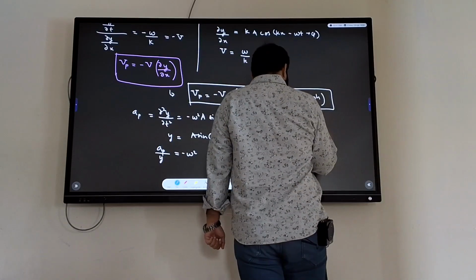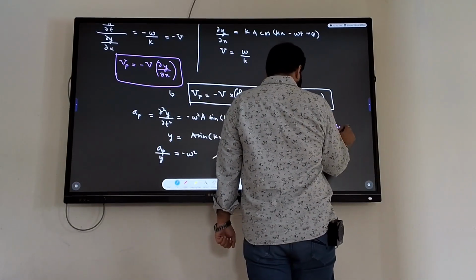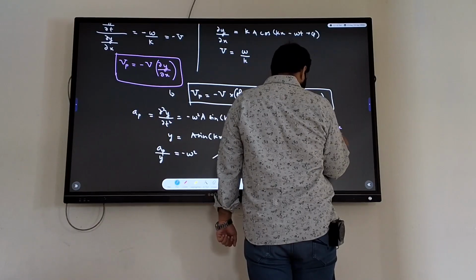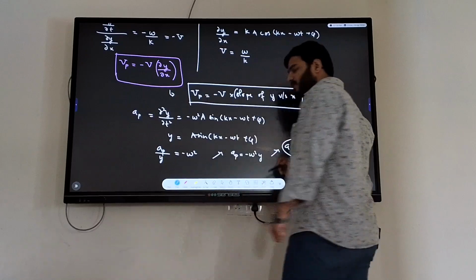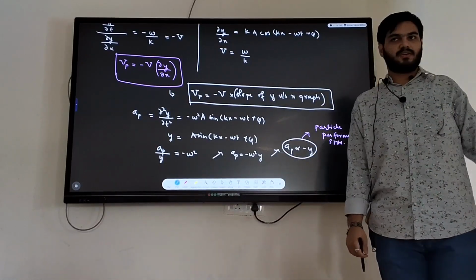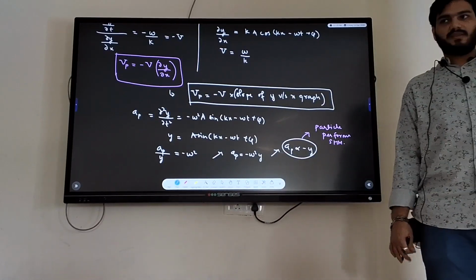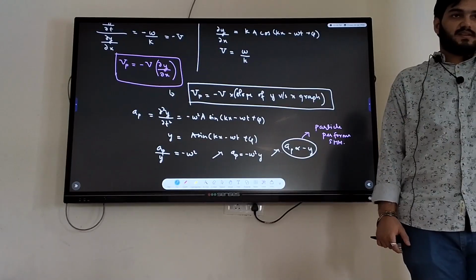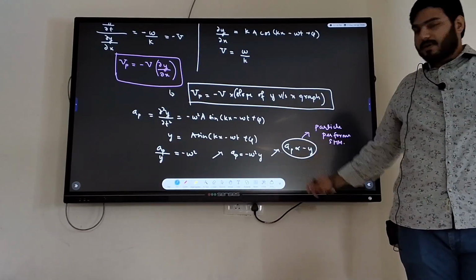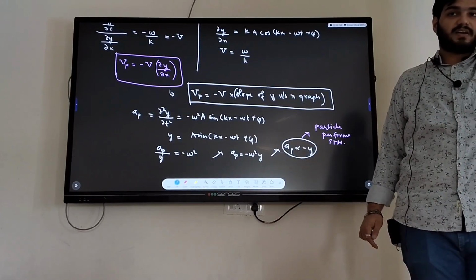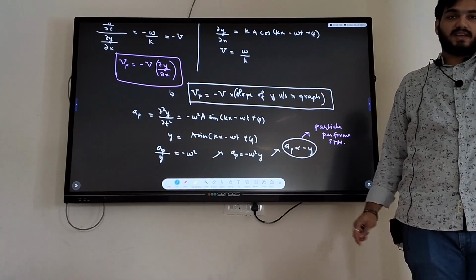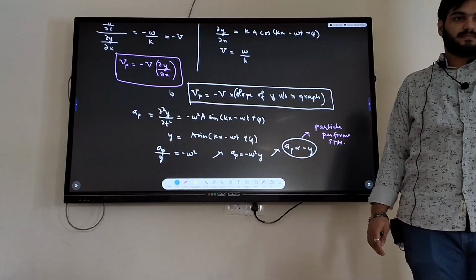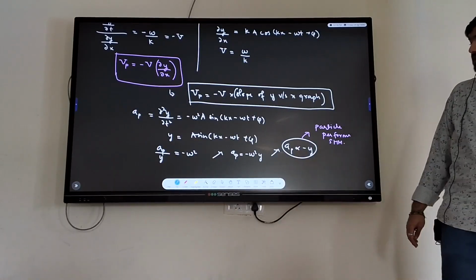So the particle performs SHM. Please remember that in general oscillations and SHM are not the same. Remember this, there's a difference. There's a very interesting property: acceleration should be proportional to minus of displacement. Only then is it an SHM. Only then can you say that.